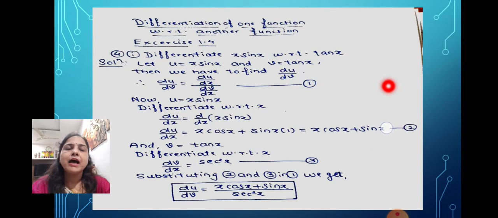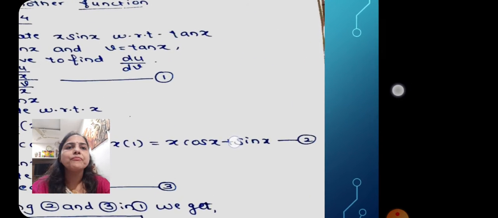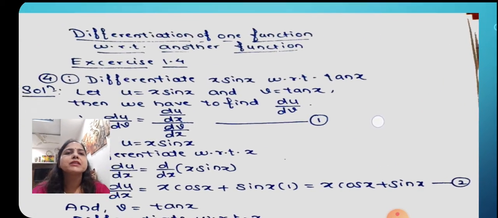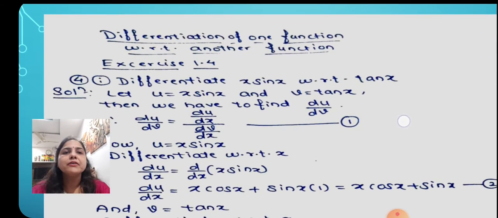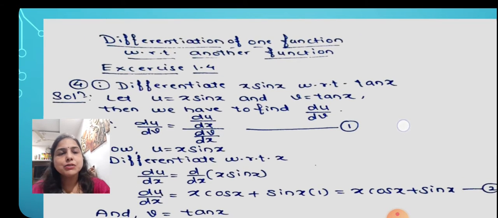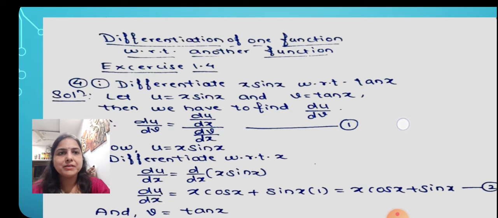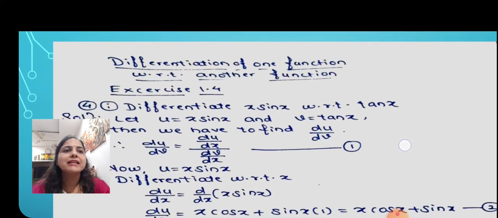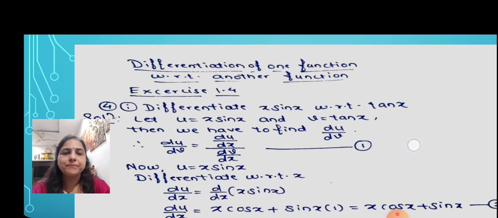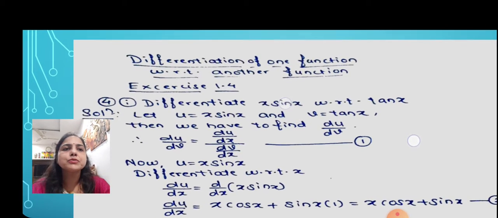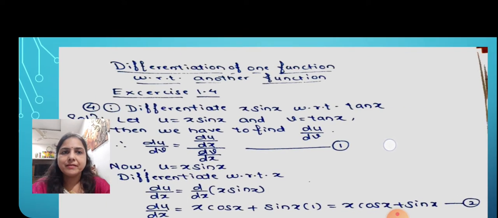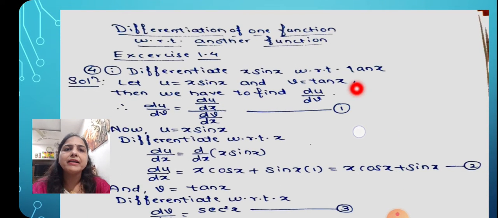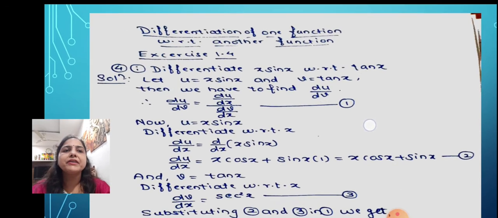Now see, I've taken this problem from unsolved problems from exercise 1.4. Differentiate x sin x with respect to tan x. So here first of all I have to assign variables u and v for two functions. Let us suppose the first function is u, that is x sin x, and the second function tan x is v. So we have to differentiate this u with respect to v. That is what we have to find, du by dv.